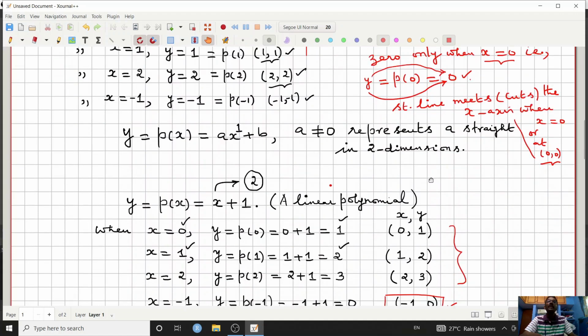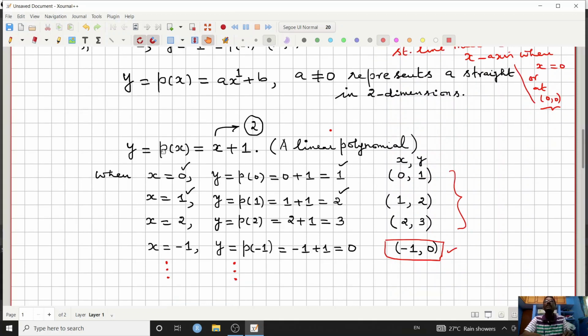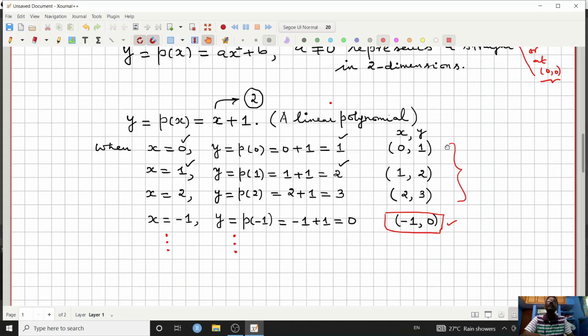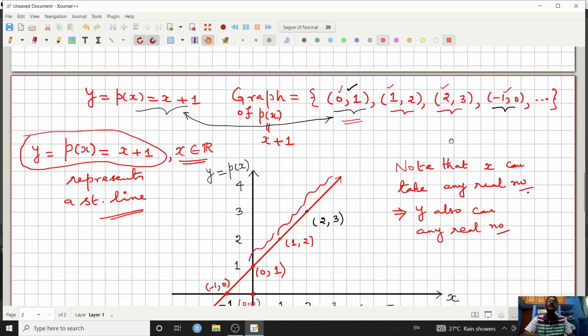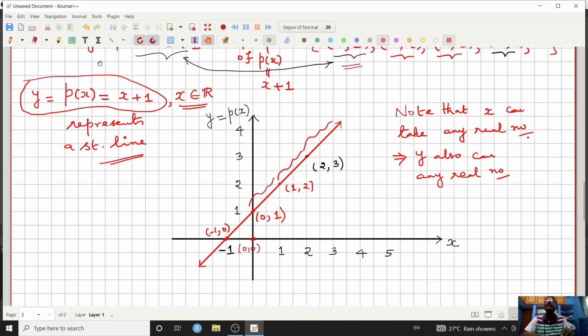Now let us go to the second example. We ask the same question here. As we said, this is also a linear polynomial, and it can be represented diagrammatically like this, by this straight line. Now this straight line cuts the x-axis at an address. What is the address at which it cuts the x-axis? This is the point where it cuts the x-axis.